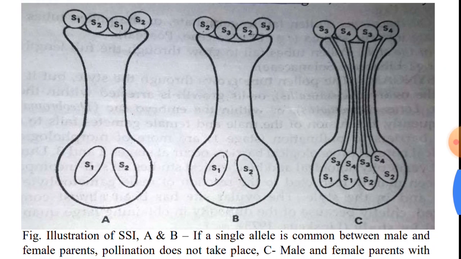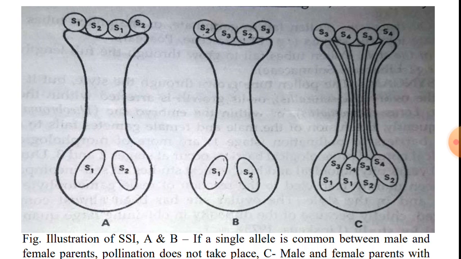For example, it will be clear from this figure. In figure A, the female parent has genotype S1, S2. The male parent has genotype S1, S2. That is, both the alleles are common in male and female parents. That's why germination of the pollen grain does not take place on the stigmatic surface. In figure B, the genotype of the female parent is S1, S2, and the genotype of the male parent is S2, S3.